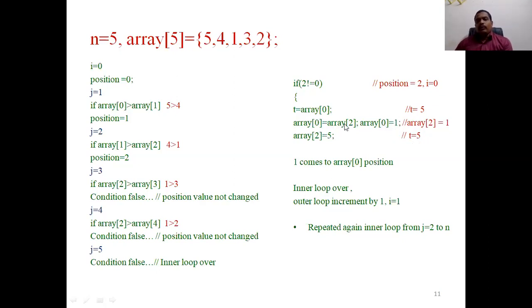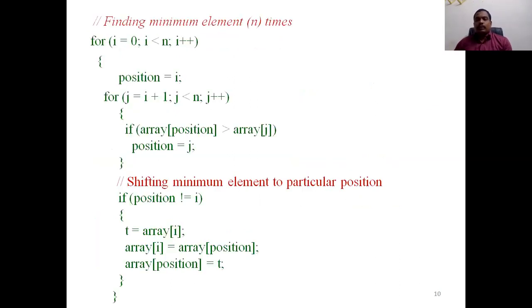Okay. So now the temporary value already stored is 5. The 5 will be stored to array of 2. So what happened? 1 and 5 are interchanged. So the minimum element comes to the first position. So inner loop is over. So it will go to the outer loop. I is incremented by 1. So now I equal to 1. Again, J will start from I plus 1. So because the first position is over, we have to check the second position to the nth position.